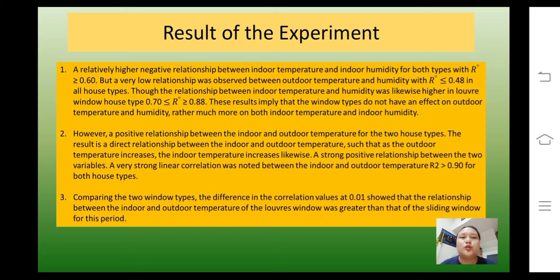Comparing the two window types, the difference in the correlation values at 0.01 shows that the relationship between the window and outdoor temperature of the louvre window was greater than the sliding window for this period.